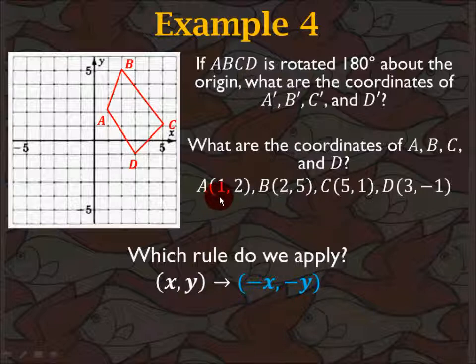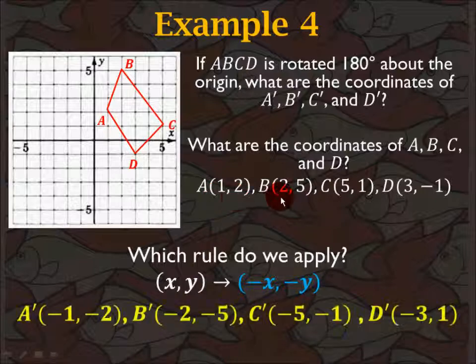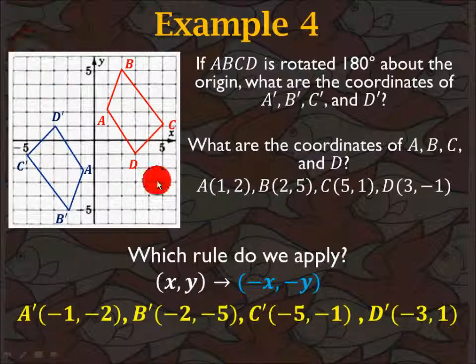So A' is going to become (negative 1, negative 2). B' is going to be (negative 2, negative 5). C' is (negative 5, negative 1). And D' is (negative 3, positive 1). And those are your answers. If you plot it, it looks like this: A prime, B prime, C prime, and D prime. So this looks like it's 180 degrees rotated around the origin.